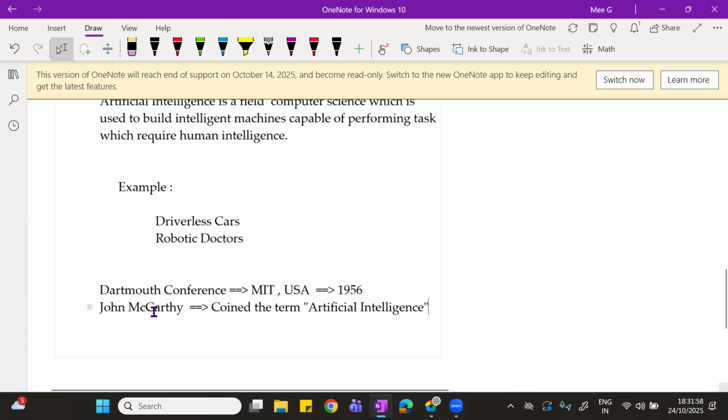Now, when John McCarthy came onto the dais of this Dartmouth Conference, he had nothing materialistic. I mean, there was no practical working machine which was intelligent. He had an end-to-end process of how to make intelligent machines. But unfortunately, he had no working model, because he was lacking in technology and many other things. So he had nothing to present.